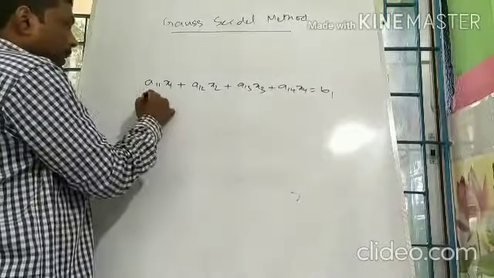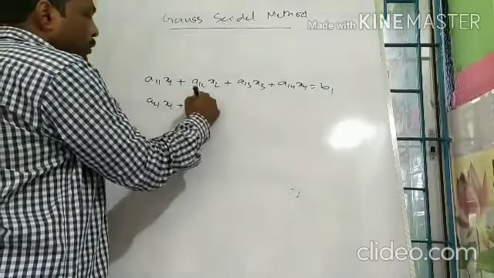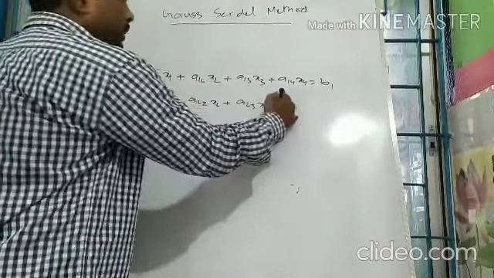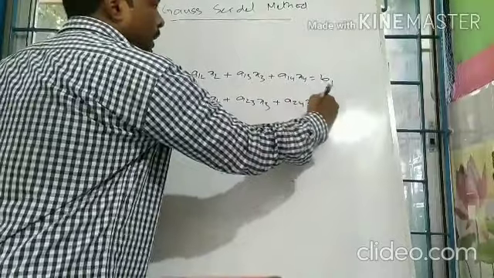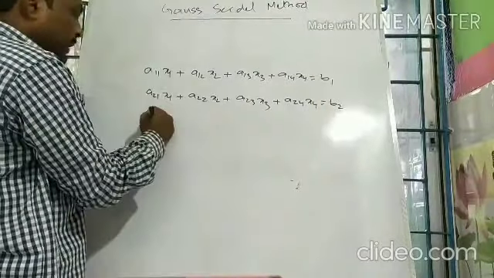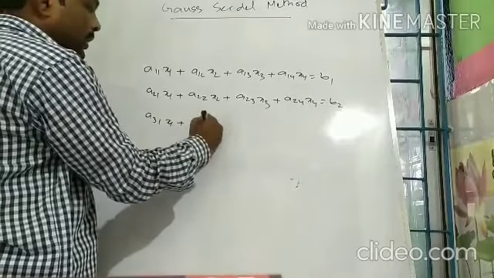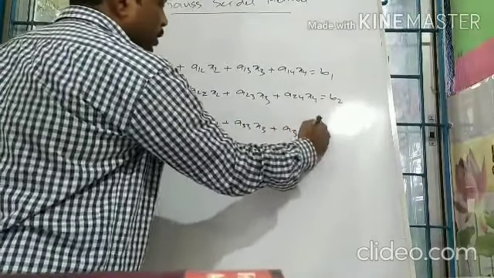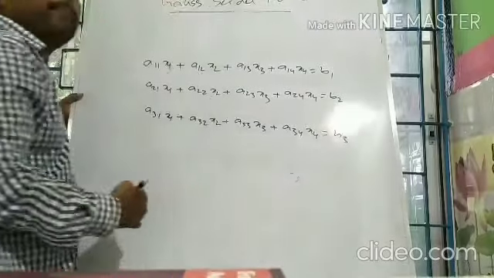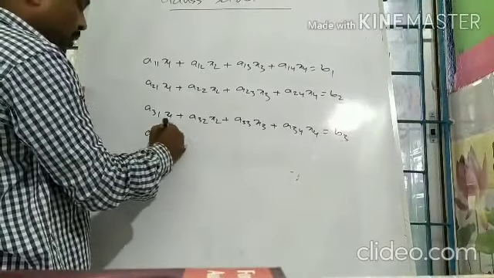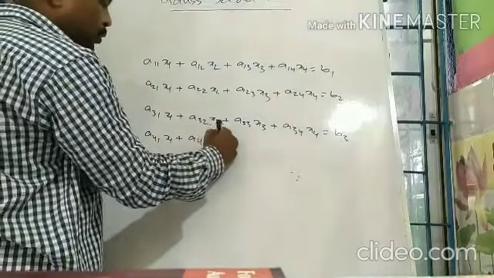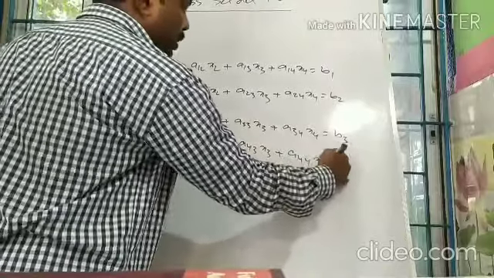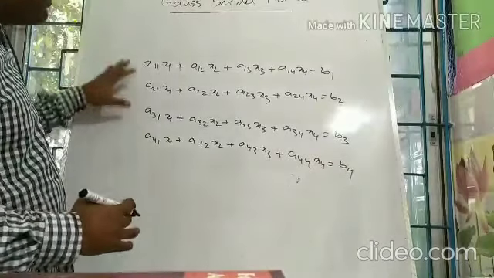b1, a21 x1 plus a22 x2 plus a23 x3 plus a24 x4 equals to b2, a31 x1 plus a32 x2 plus a33 x3 plus a34 x4 equals to b3, a41 x1 plus a42 x2 plus a43 x3 plus a44 x4 equals to b4. Suppose you have four equations, four variables.